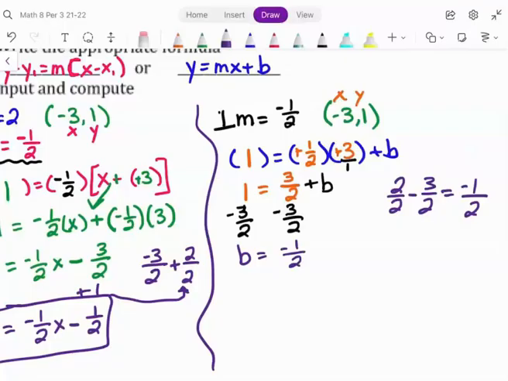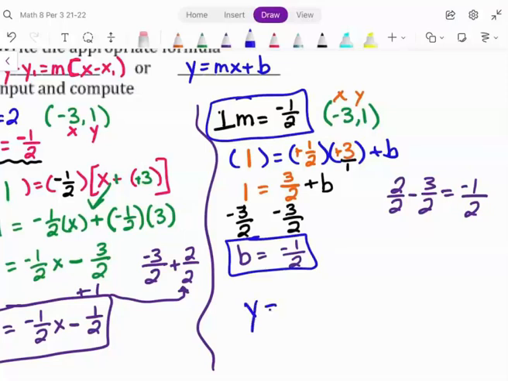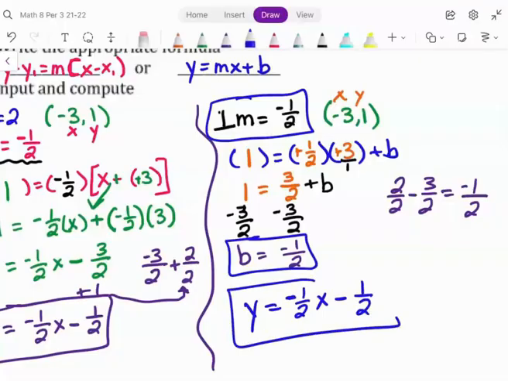And then you plug it in because now you know your b and you know your perpendicular slope. So you have y equals negative 1/2 x. Remember, negative sign goes upstairs, x goes next to it, minus 1 over 2. Okay, good job, guys.